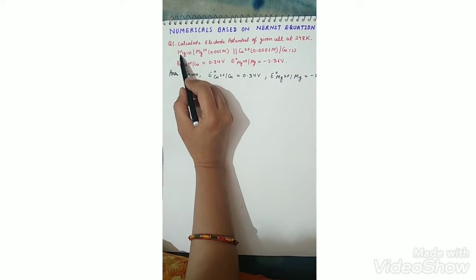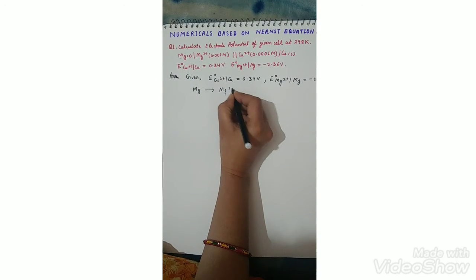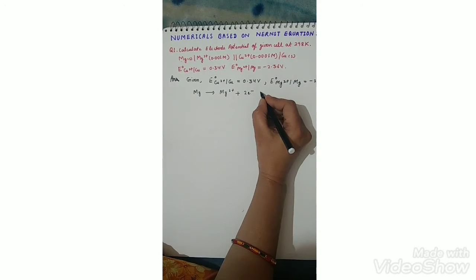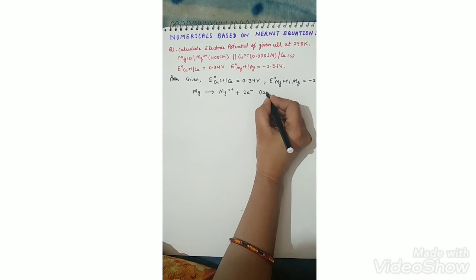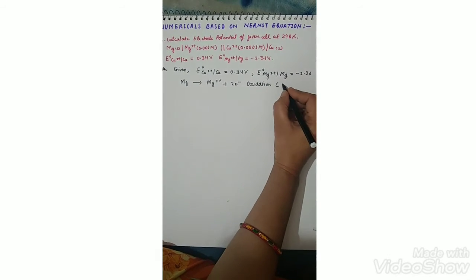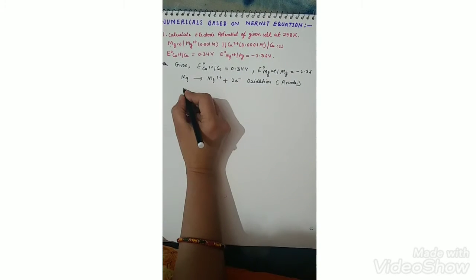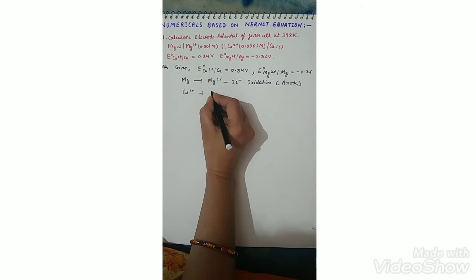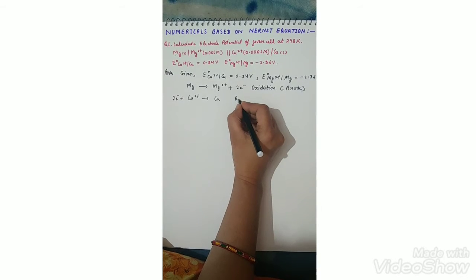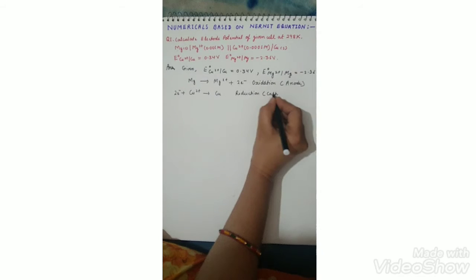In this case, Mg gives Mg2+ ion. It means when Mg gives Mg2+ ion, then 2 electrons will be added to this side. Since this involves loss of electrons, it is called oxidation, and this reaction will occur at the anode. Similarly, copper ion gives copper. So copper ion will take 2 electrons, there will be gain of electrons, and therefore it is reduction, that is, cathode.